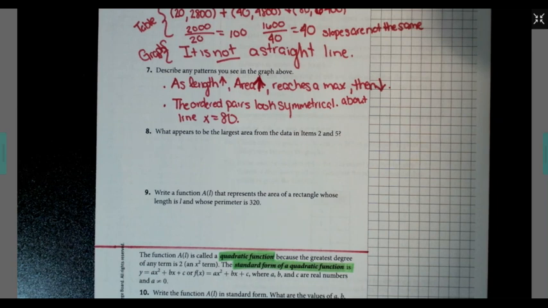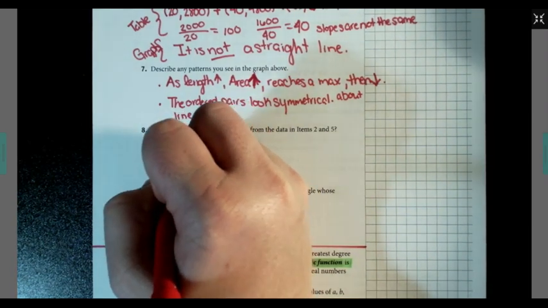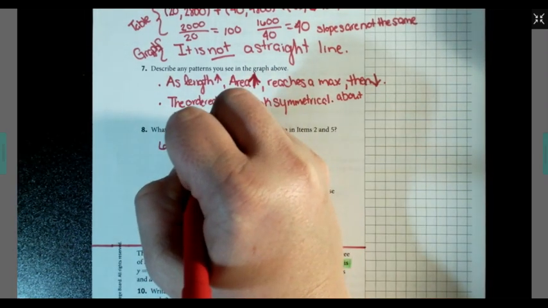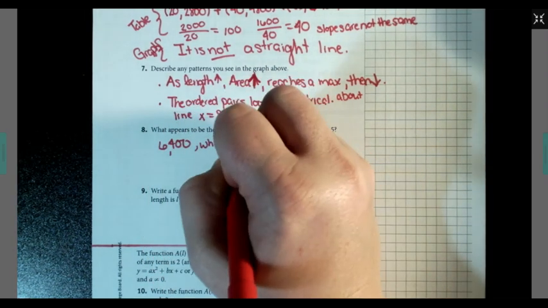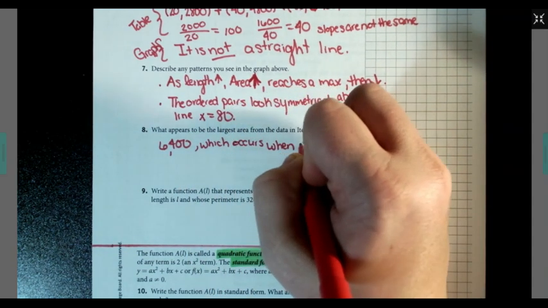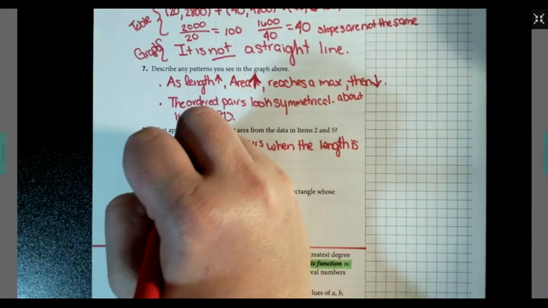What appears to be the largest area from the data in the items 2 and 5? The largest area appears to happen at 6,400, which occurs when the length is 80.